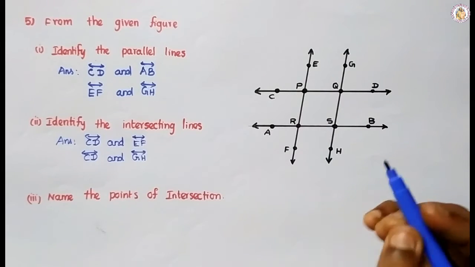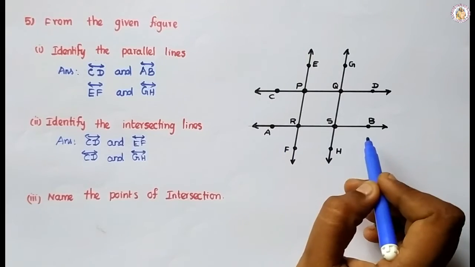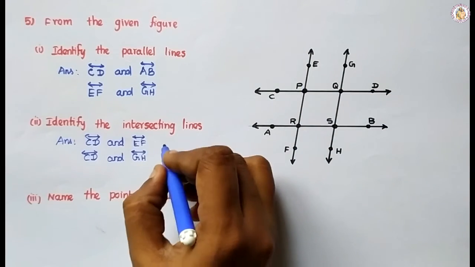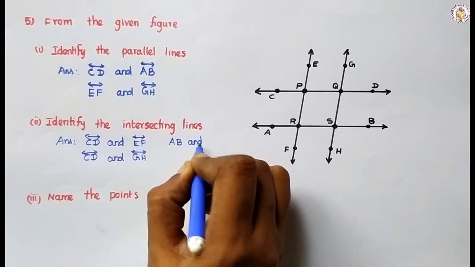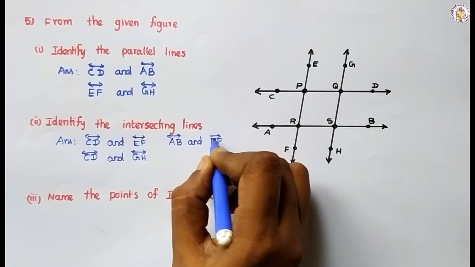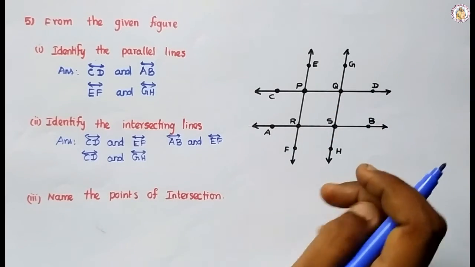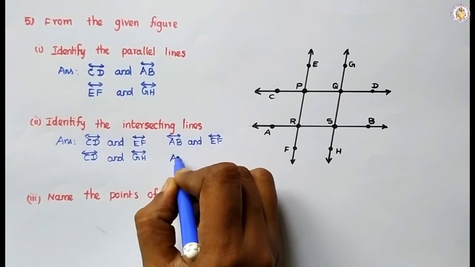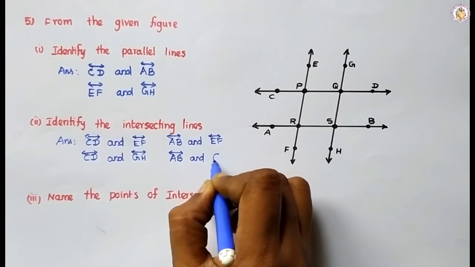Next one, AB. AB cuts EF. AB and EF. Same, AB cuts GH also. So AB and GH.